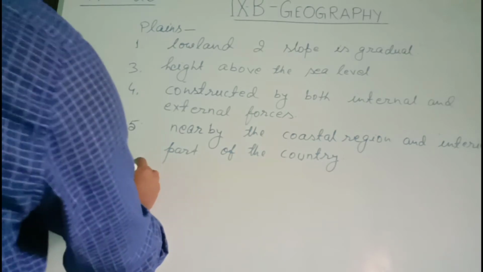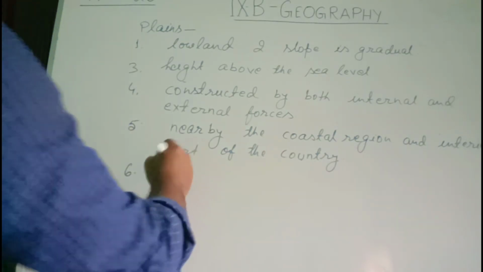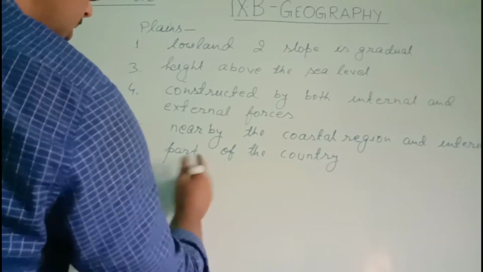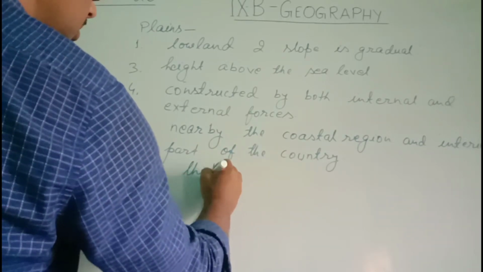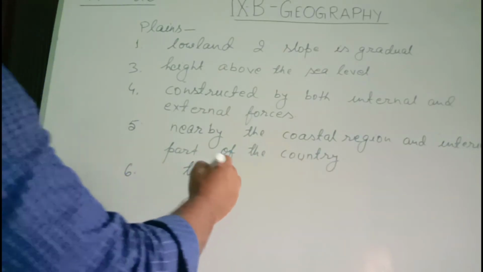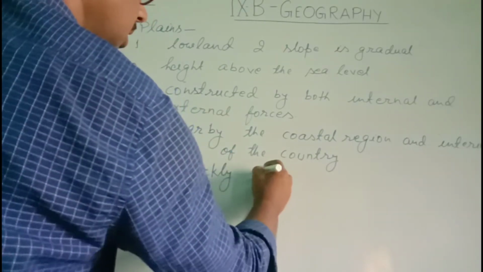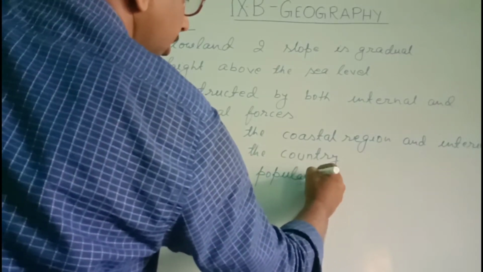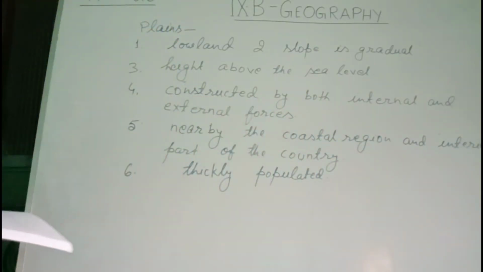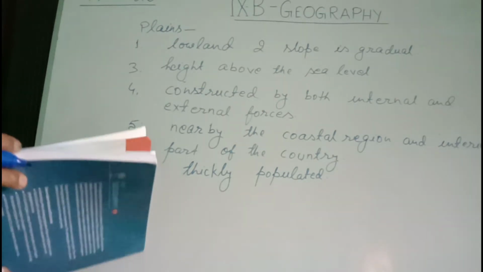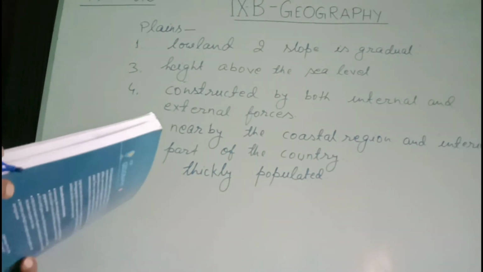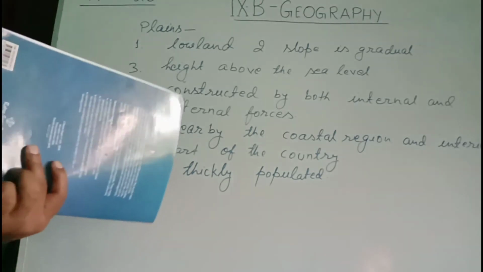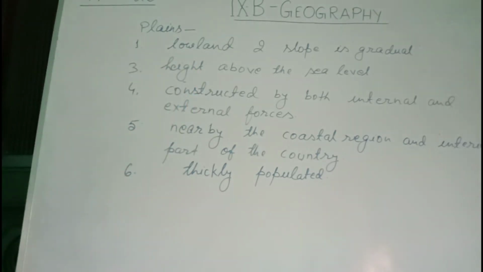And sixth feature is these plains are thickly populated, because all the facilities remain available in the plain area, so this is thickly populated. So these 6 are the features of plains.